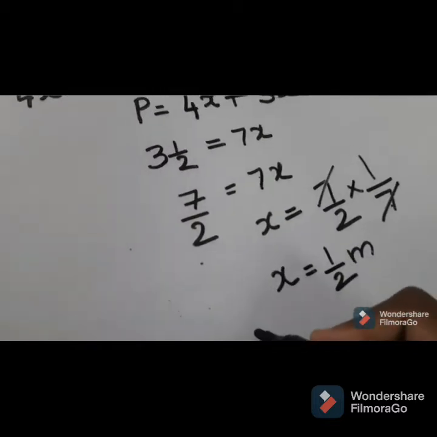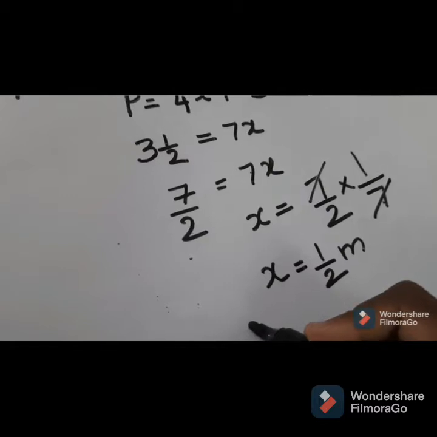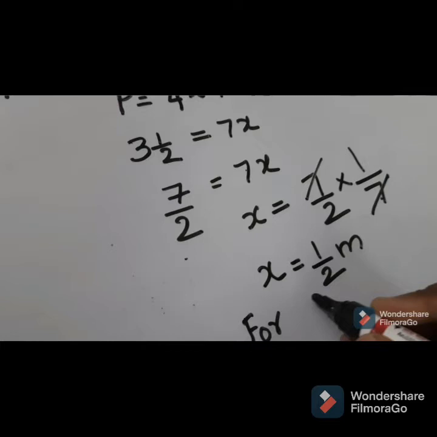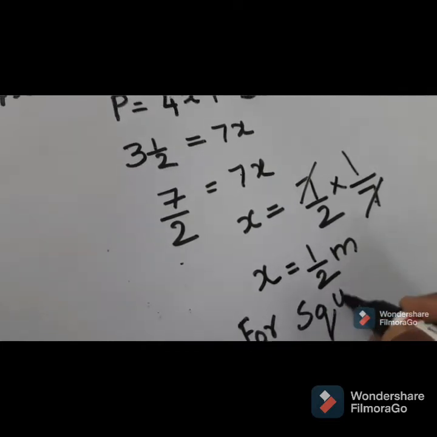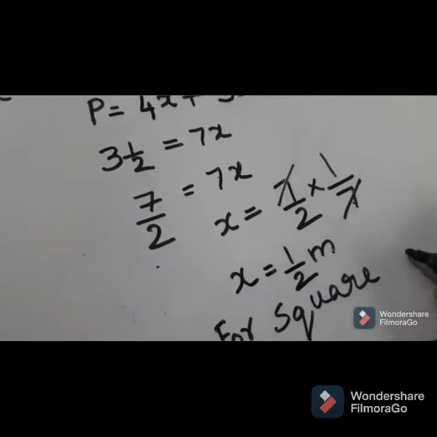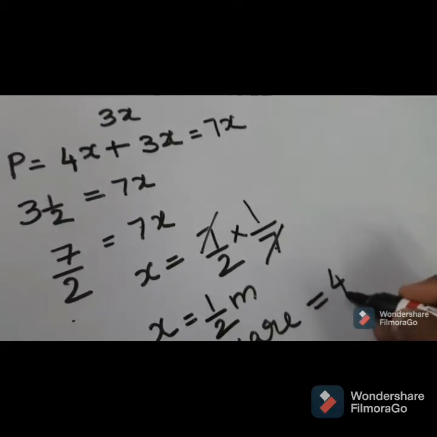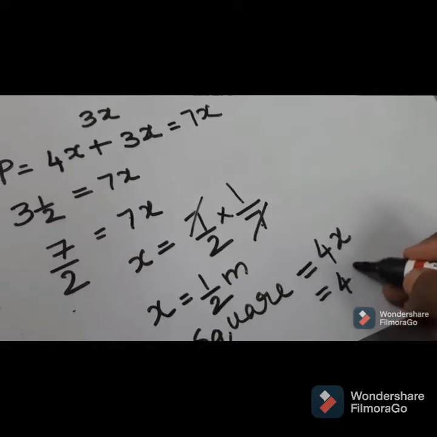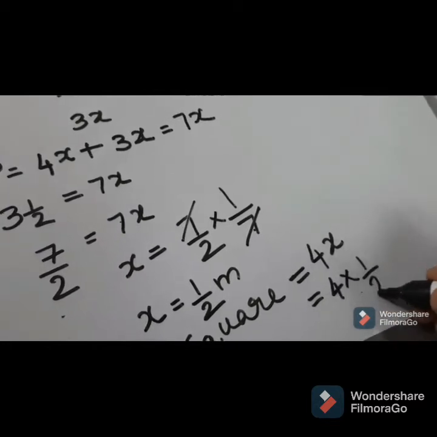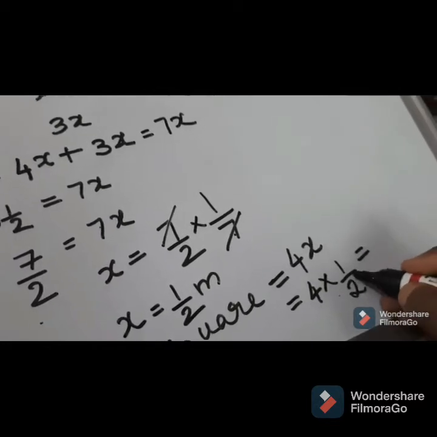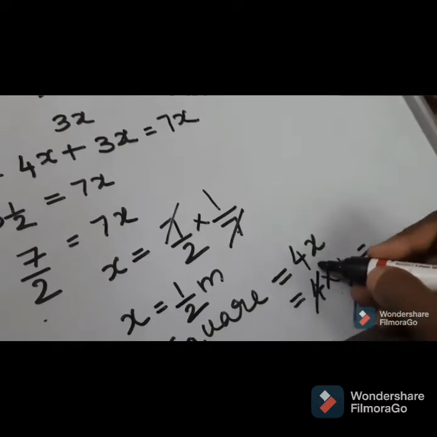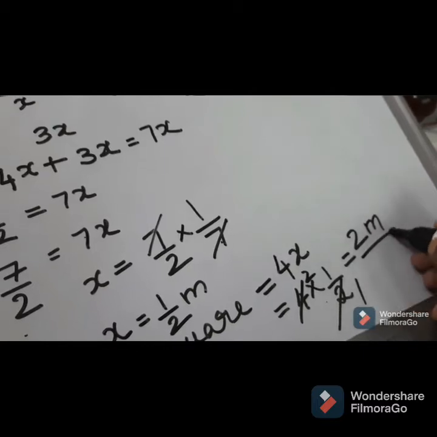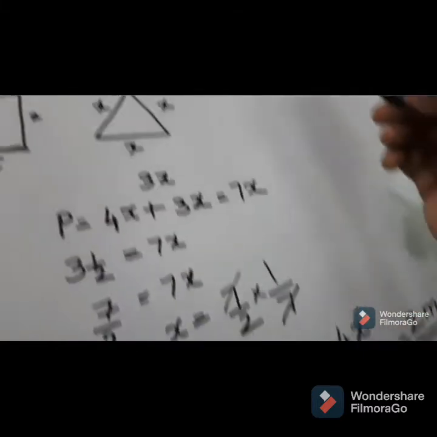Now for the square, how much rod? For the square, how much length is needed? 4x. 4x means 4 into 1 by 2. That is, we can cancel 2, here 2. So we get 2 meter. 2 meter is for the square.